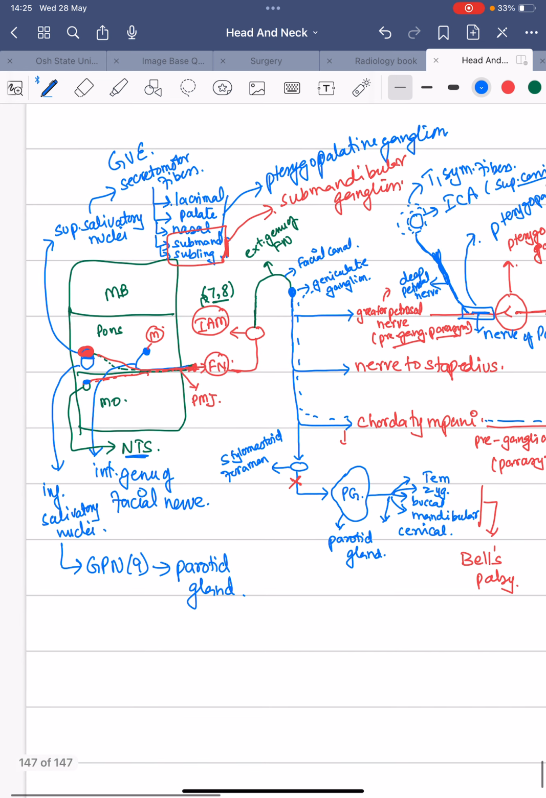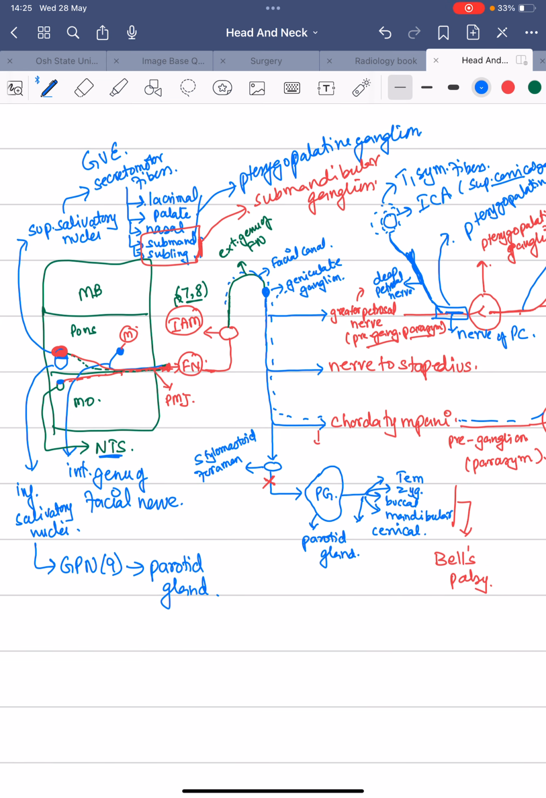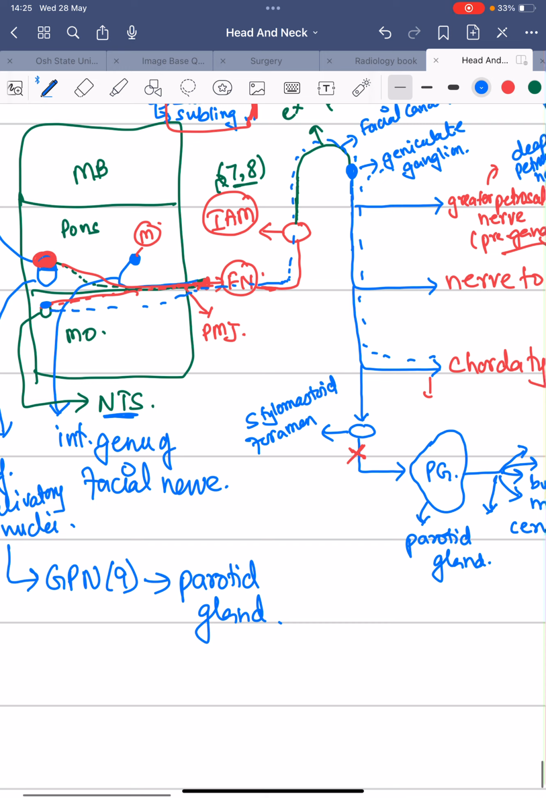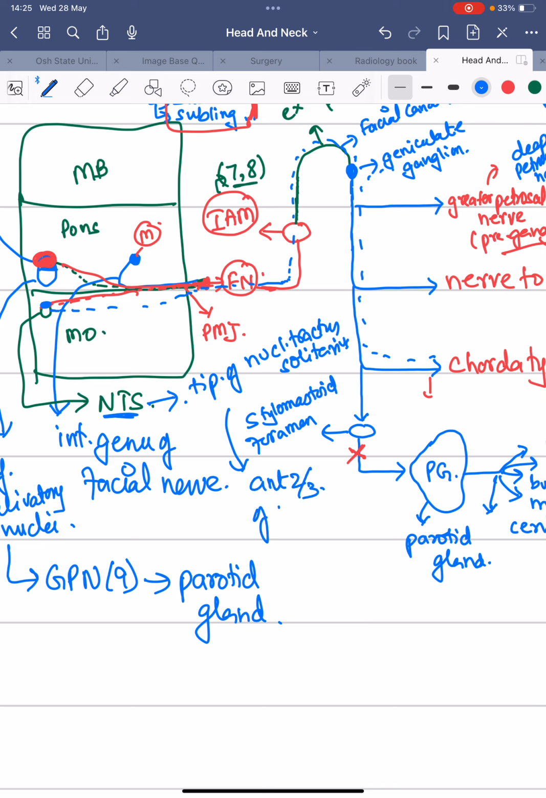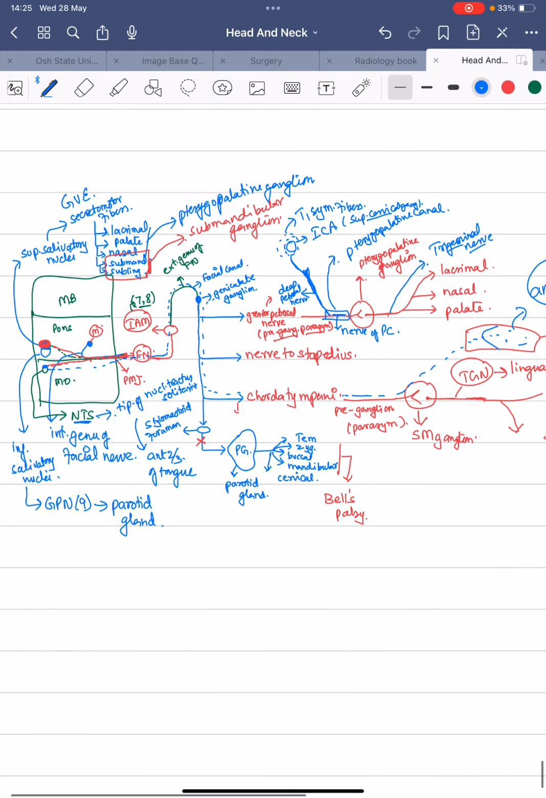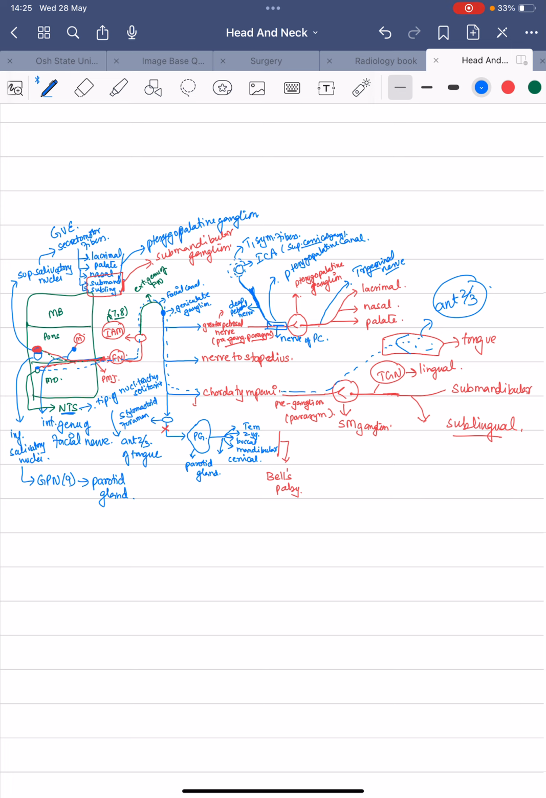And from here, the fibers are going into the facial canal, internal acoustic meatus, and now it reaches the tip of the nucleus tractus solitarius. So the tip of the nucleus tractus solitarius is taking the sensations of taste, receiving from the anterior 2/3 of the tongue. Okay. So this diagram is very, very important. If you draw this diagram yourself one time, then it will be very easy for you to understand.